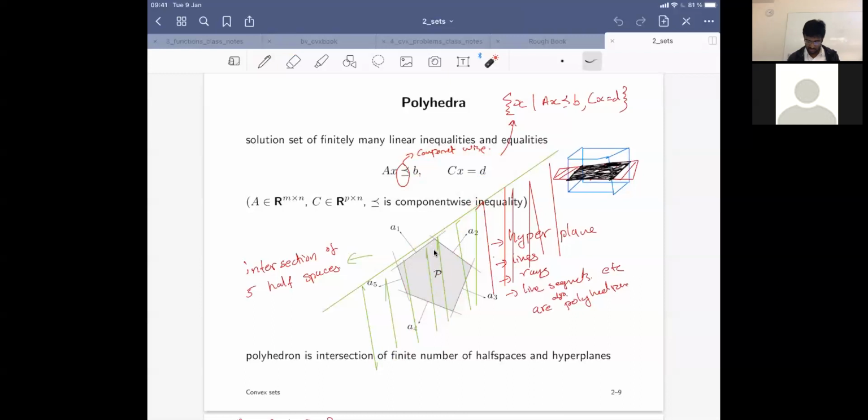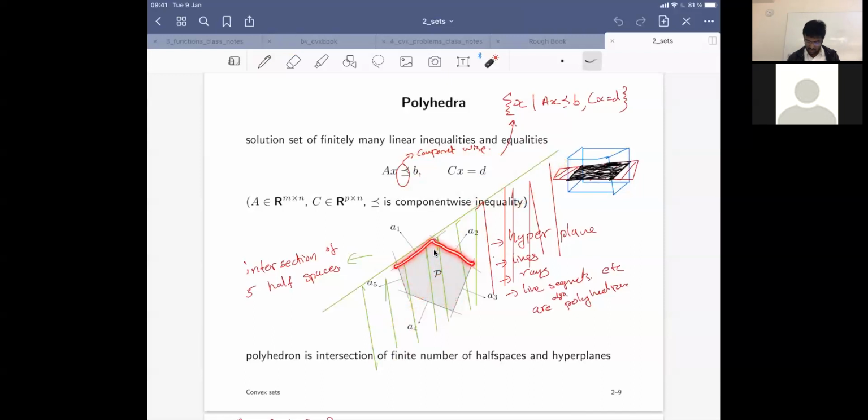If you add a line, when you take the intersection, it doesn't change anything. It will just pick this segment, because both have to be true. So what my point is, this is how the polyhedron is defined.